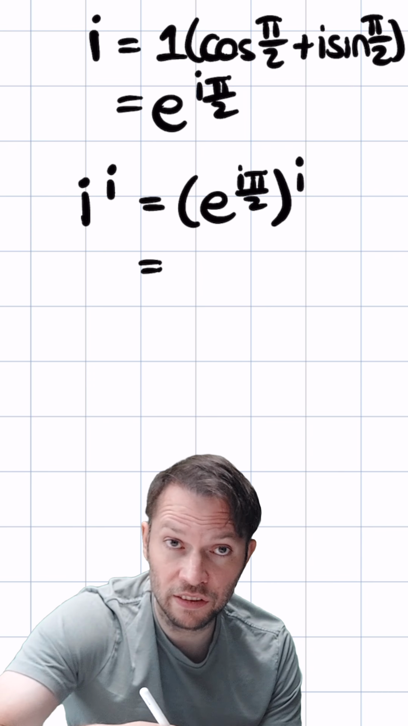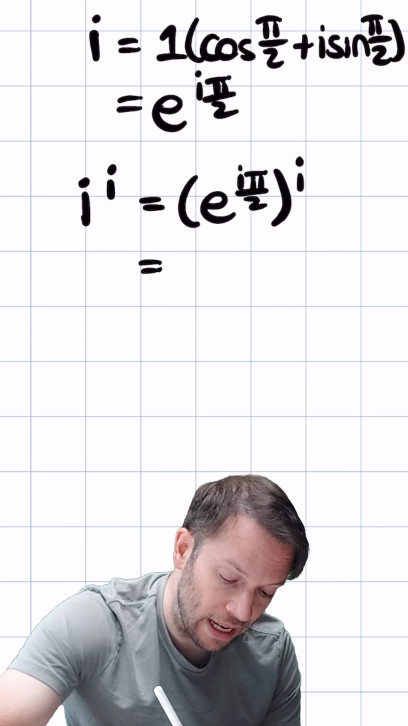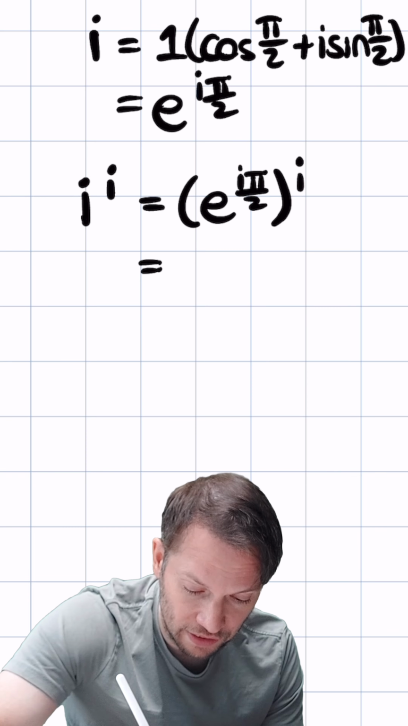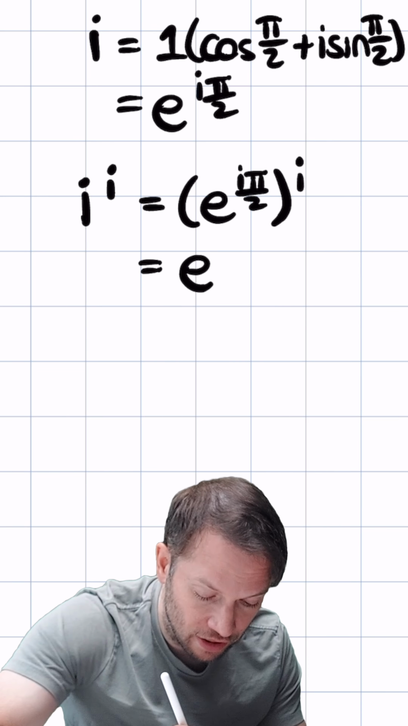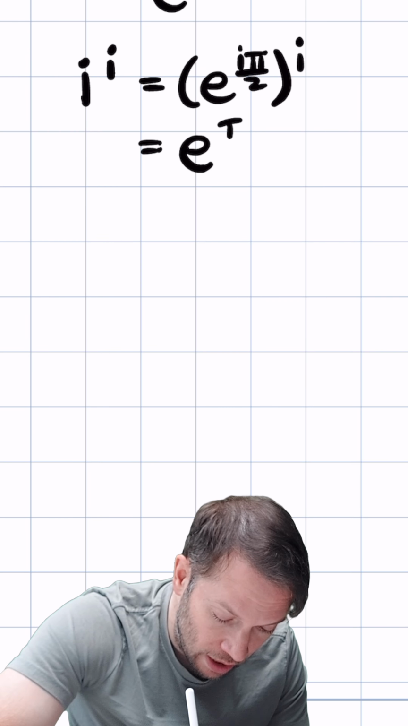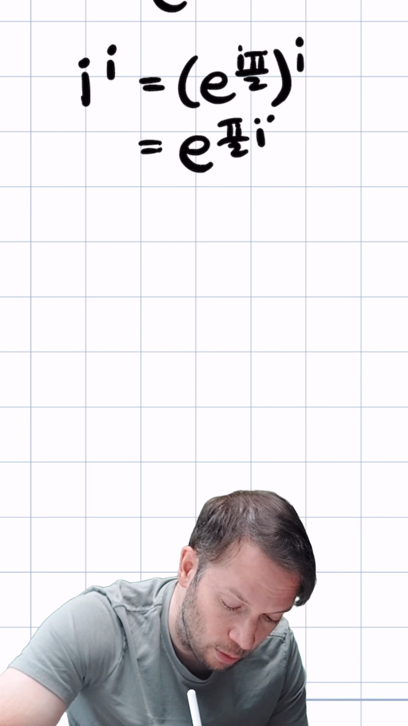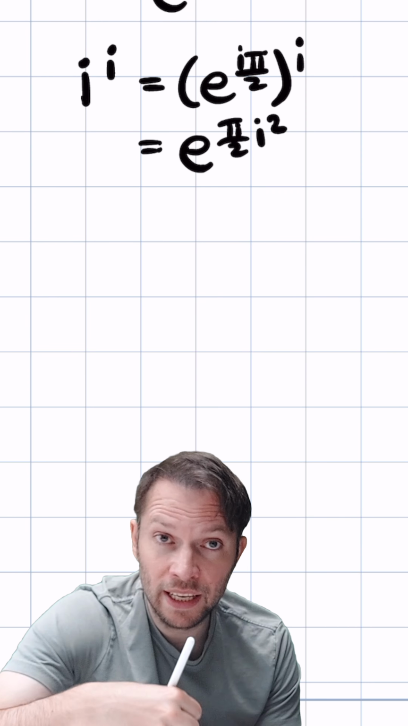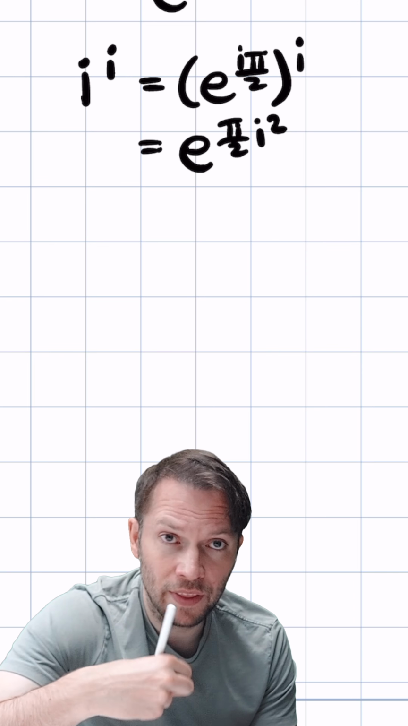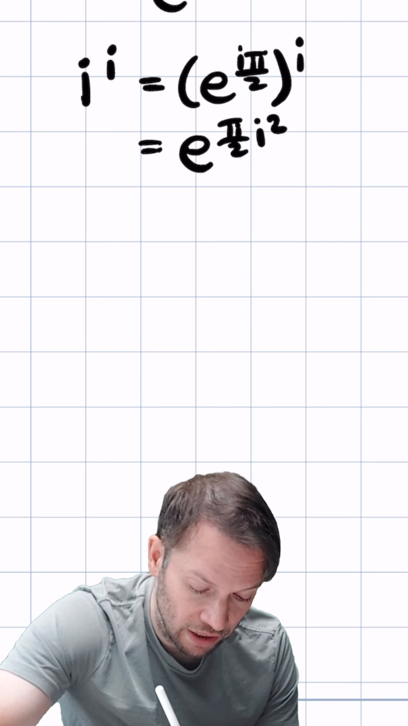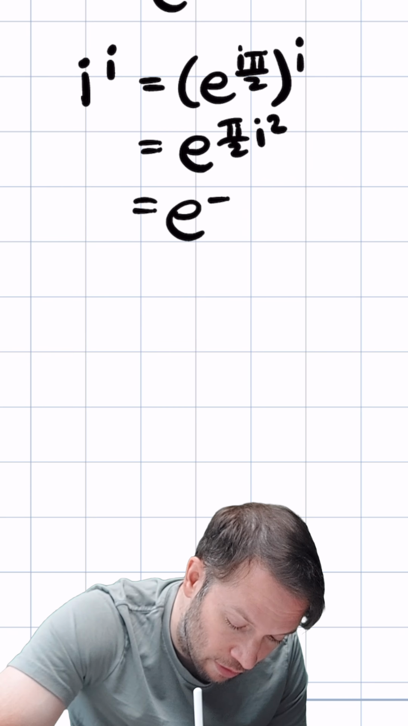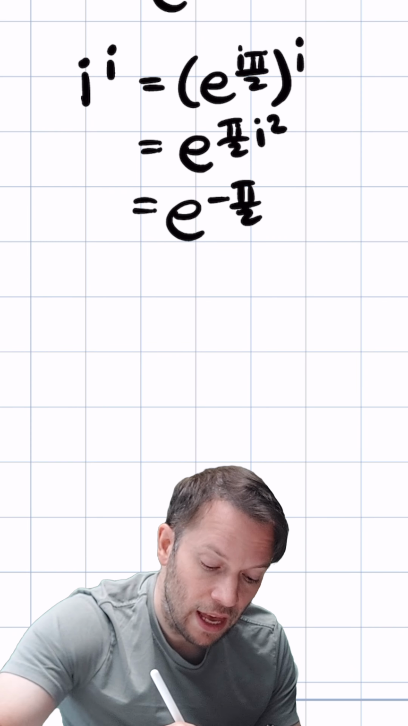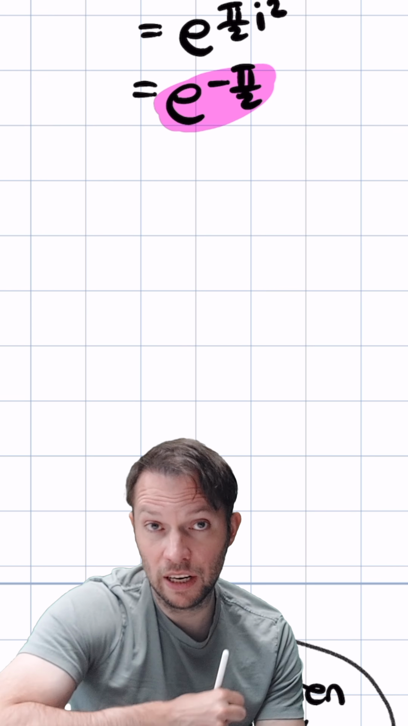And then using laws of indices, because we've got a power raised to a power, we just multiply those indices together. So we're going to have e to the power of pi over 2 times i squared. But the thing is, because i is defined to be the square root of -1, then i squared is just going to be -1. So we get e to the power of minus pi over 2, and that is the value of i to the power of i.